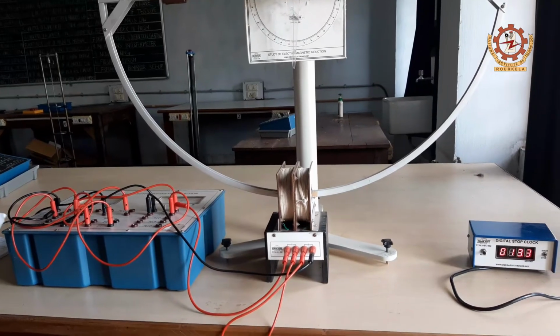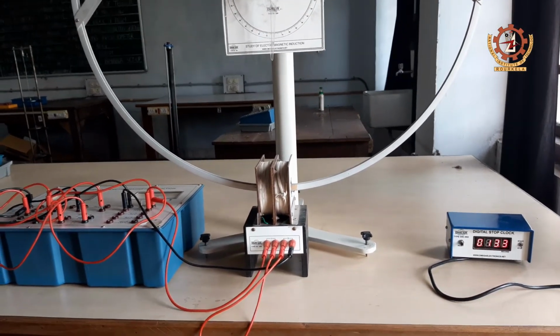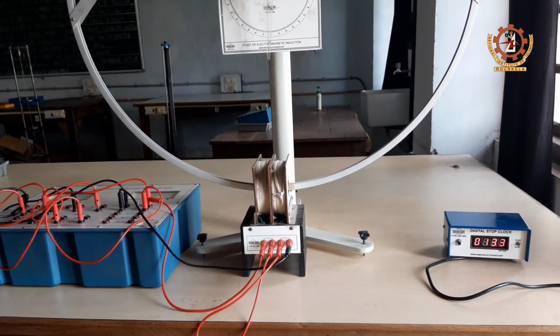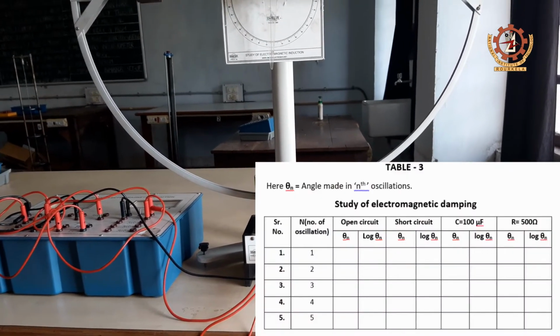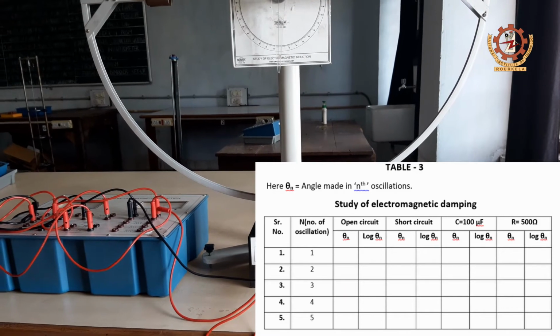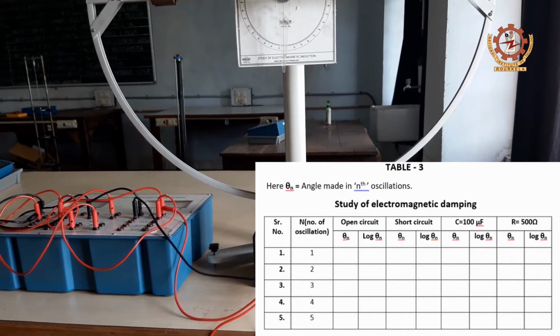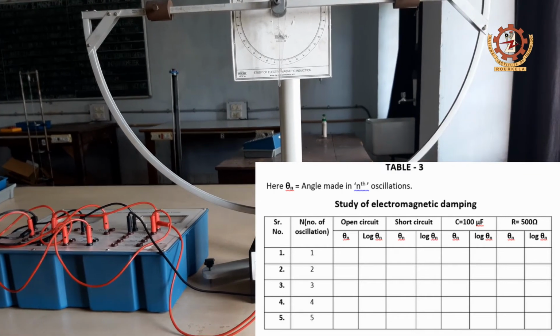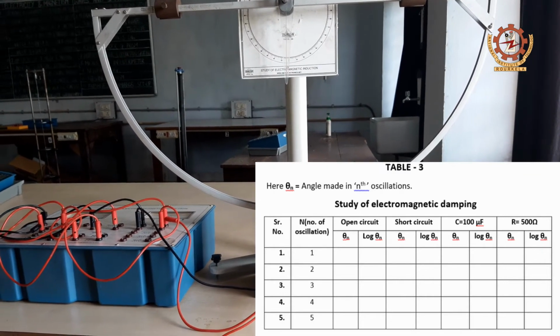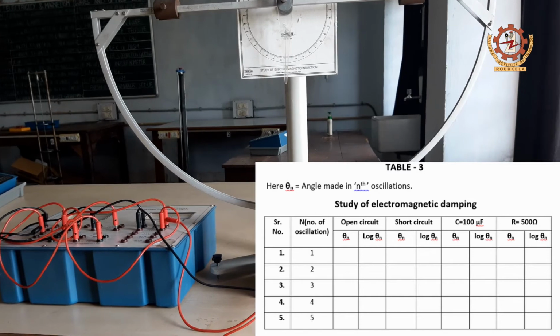The third objective is to study the electromagnetic damping. In this case we have to plot a table with the number of oscillations, 0, 1, 2 like this, and for the open circuit we have to note down theta n, and for the short circuit also we have to note down theta n.